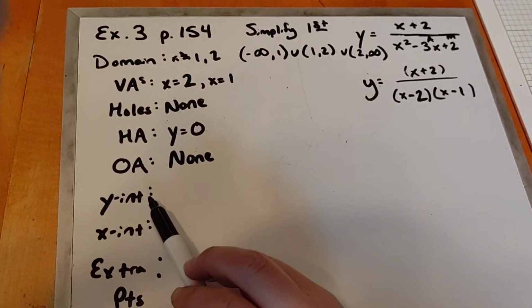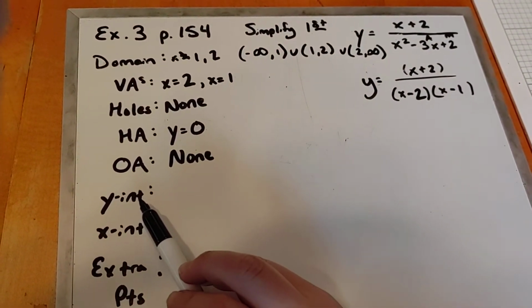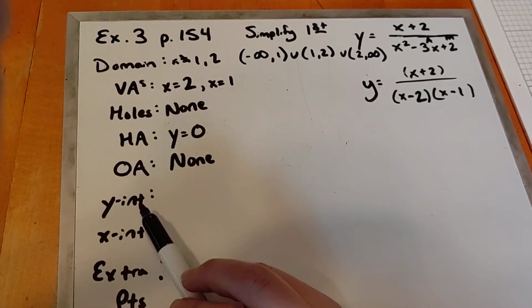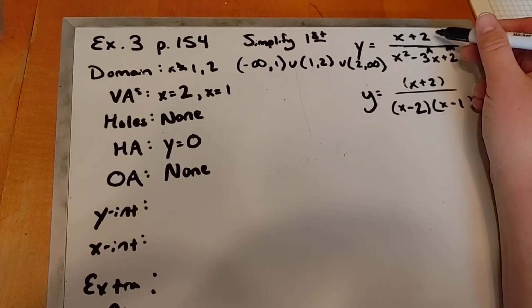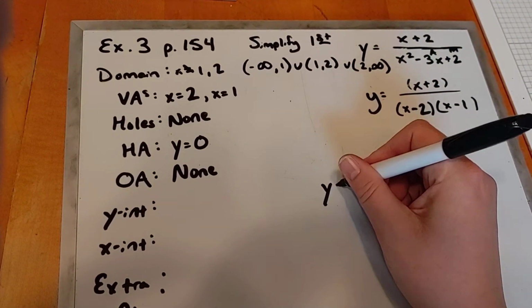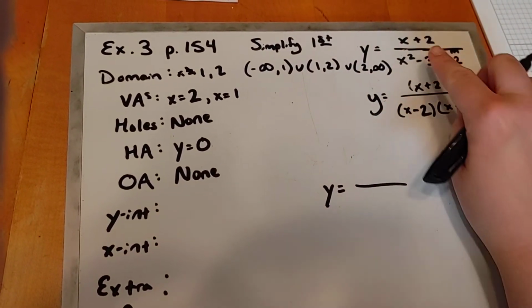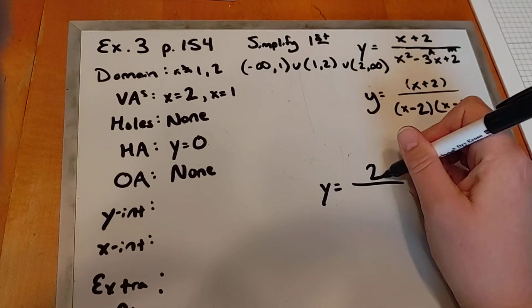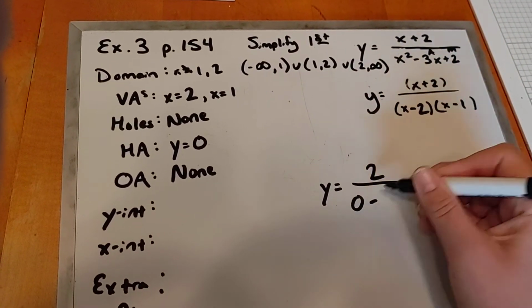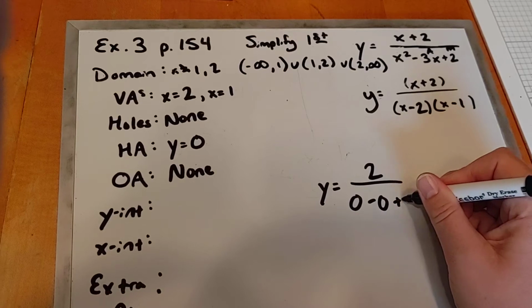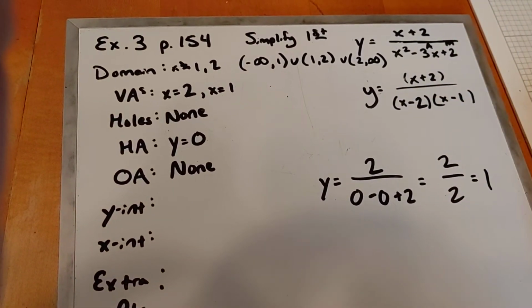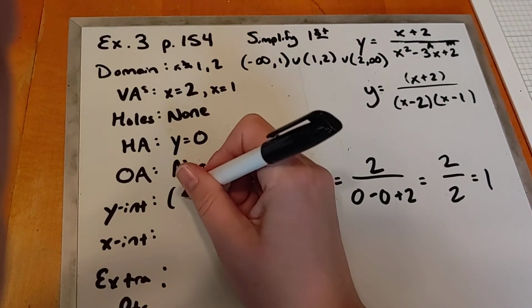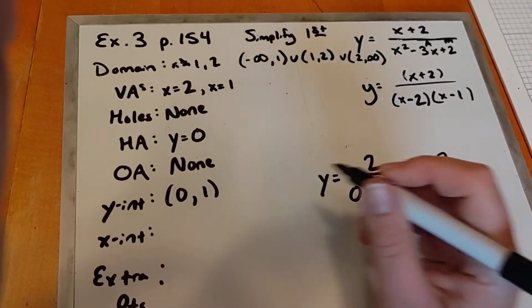All right, next step is to find the y-intercept. I find the y-intercept by turning all of my x's into zeros. I can do this in either version. I'm going to just do it in this one. I think it might be easier for me to see. I'm going to turn all of my x's into zeros. So that would just make the top 2. This would be 0 minus, if that's 0, plus 2. So that would be 2 over 2. There is a y-intercept at 1. So I'm going to write that as 0, 1.